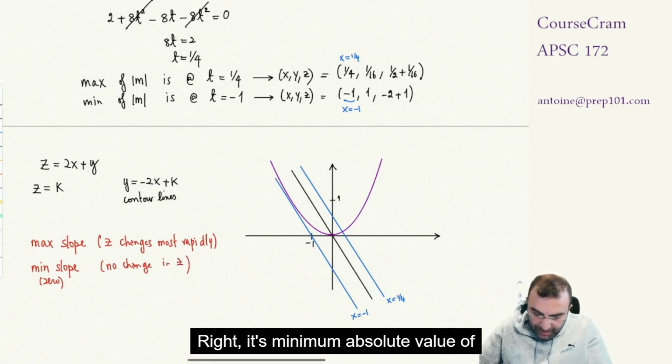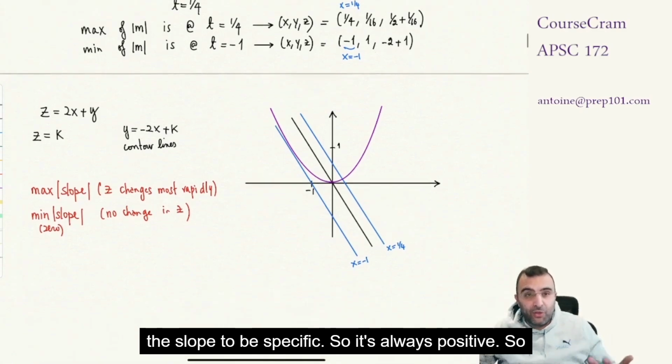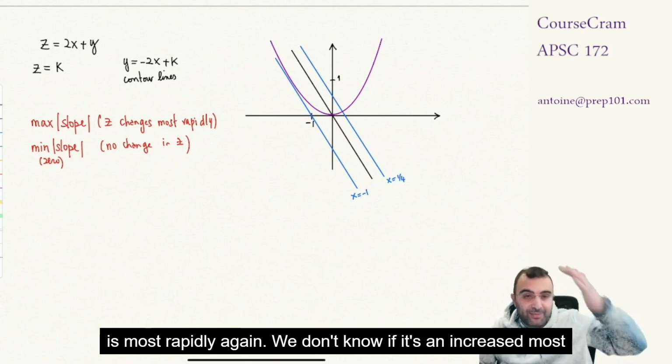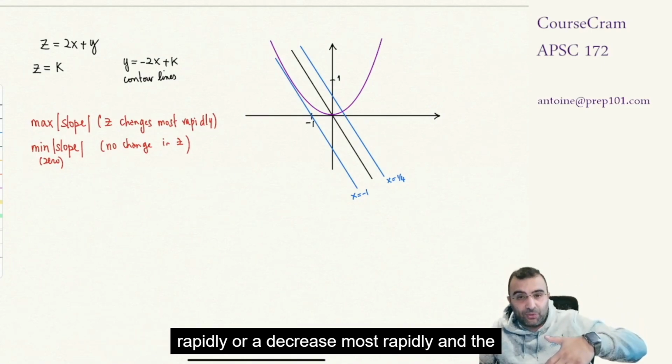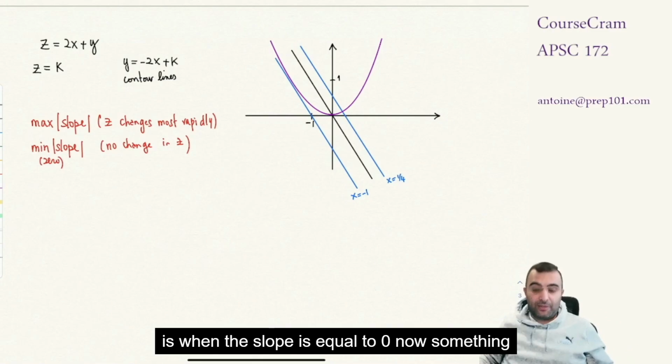Right? It's minimum absolute value of the slope to be specific. So it's always positive. So the steepest is when Z changes most rapidly. Again, we don't know if it's an increase most rapidly or a decrease most rapidly. And the minimum slope, with the minimum absolute value of slope, is when the slope is equal to 0.